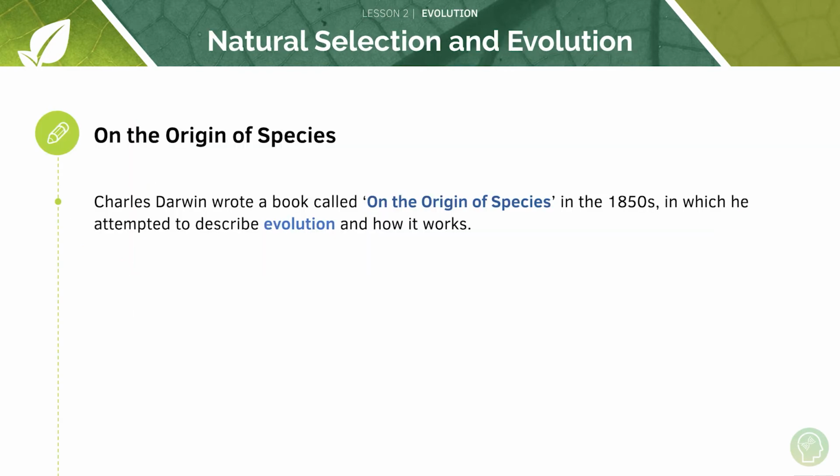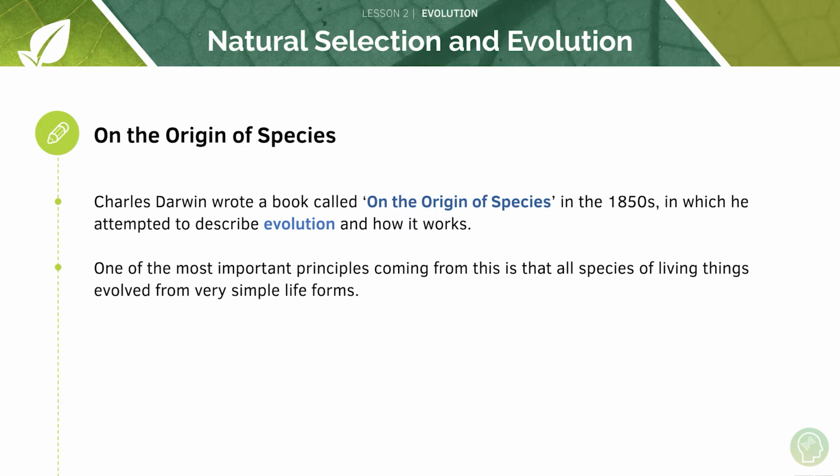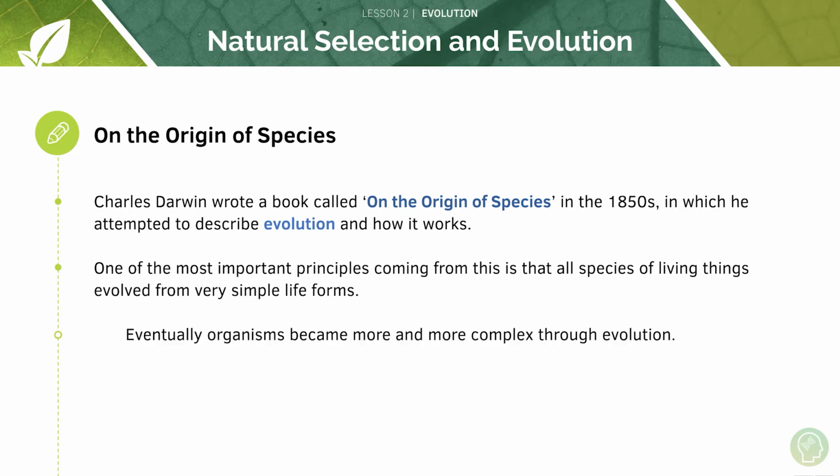So, Charles Darwin wrote a book called On the Origin of Species in the 1850s, in which he attempted to describe evolution and how it works. One of the most important principles coming from this is that all species of living things evolved from very simple life forms, and eventually, through evolution, organisms became more and more complex. So evolution is key to the complexity of life. And this process began more than 3 billion years ago, so that's why I said evolution is something that takes place over not a short amount of time, but thousands, millions, and even billions of years.